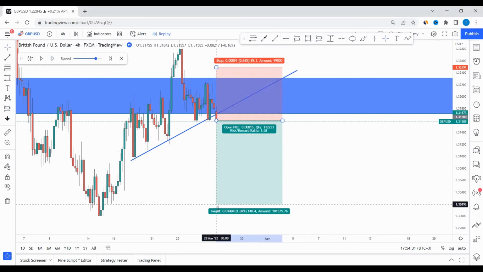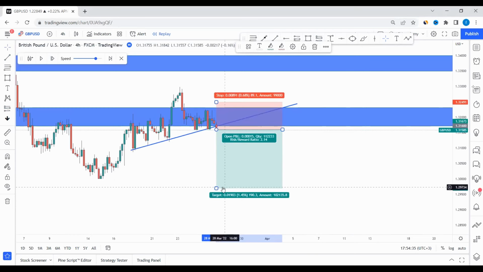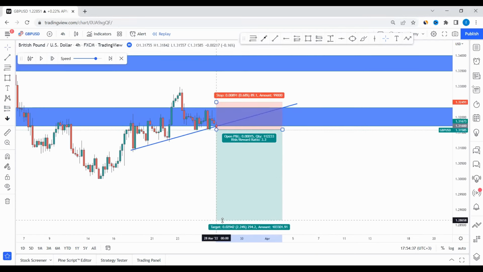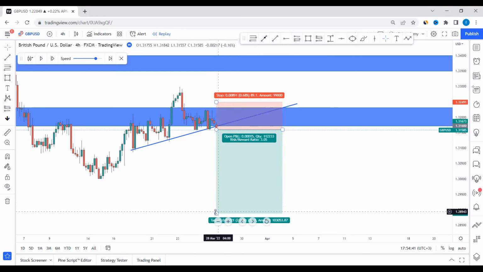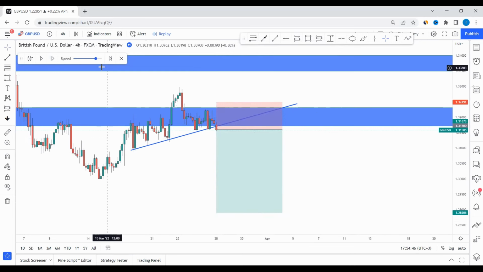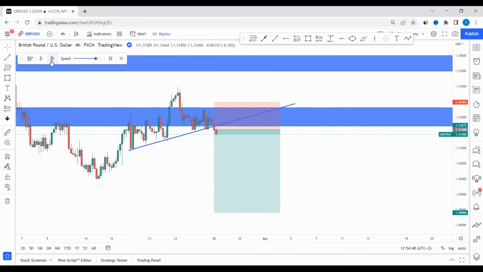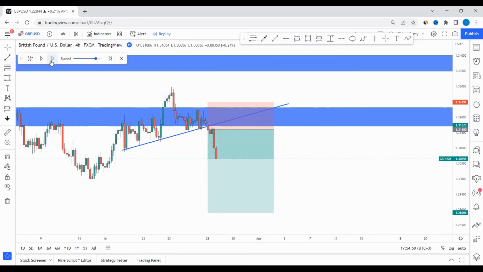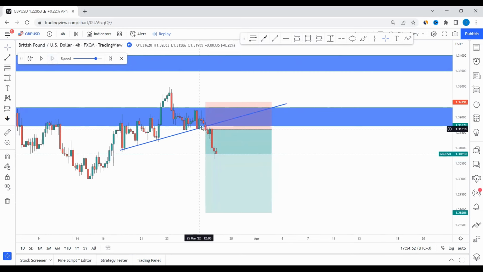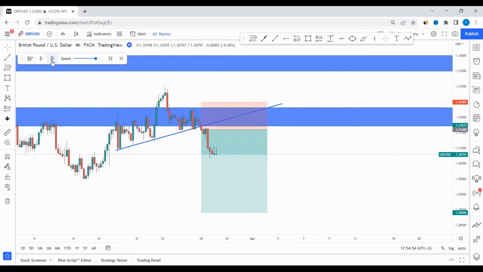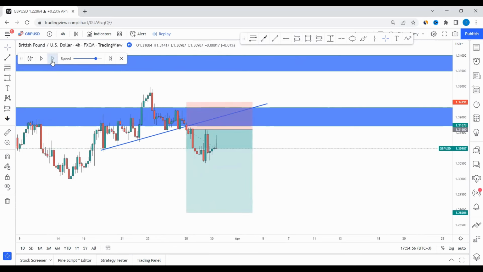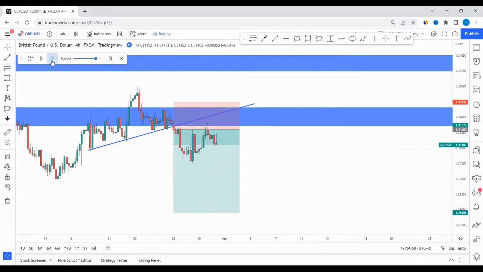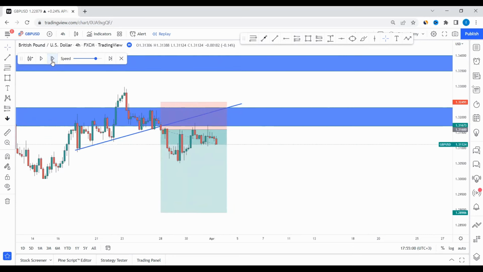And I want a 1, 2, 3, since it is a swing structure. Let's just put it to 1, 2, 3 around there. So let's see if we actually win this trade. The market gave us a nice retest. Let's see if we win the trade.